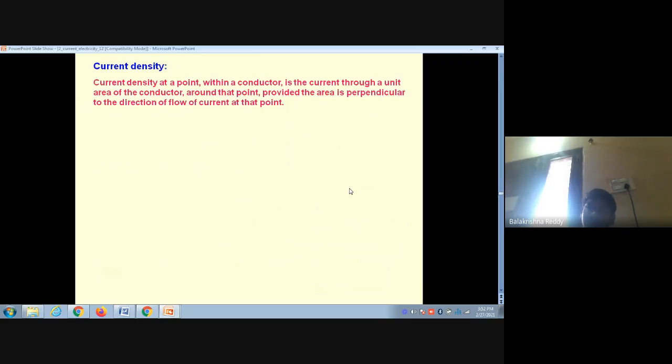Current density. What is current density? Current density at a point within a conductor is the current through a unit area of the conductor around that point, provided the area is perpendicular to the direction of flow of current at that point.